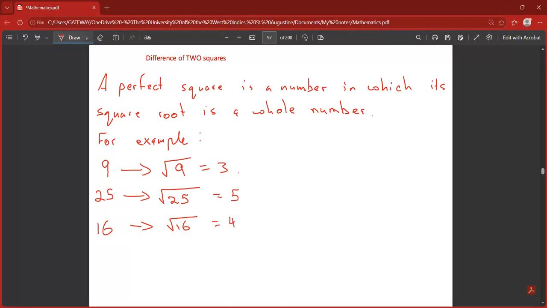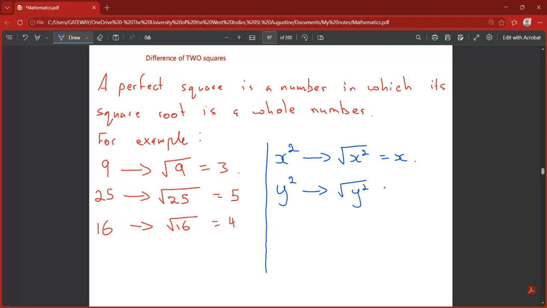Using this concept over here now, you can find the square root of variables. So if you have x squared, the square root of x squared will simply be x. You just remove the square, because that is the opposite of squaring something. And if I need the square root of it, that is the opposite of squaring it. Right? So if you have y squared, the square root of y squared would simply be y.